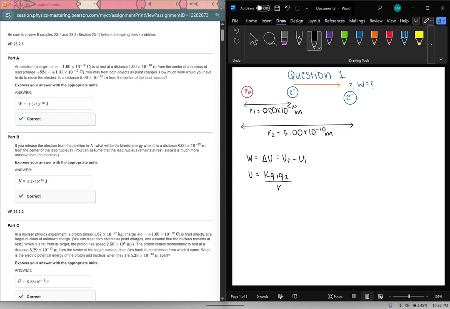So substituting the potential energy equation into the work equation basically gives: work is equal to k times Q1 times Q2 times the quantity 1 over r final minus 1 over r initial.